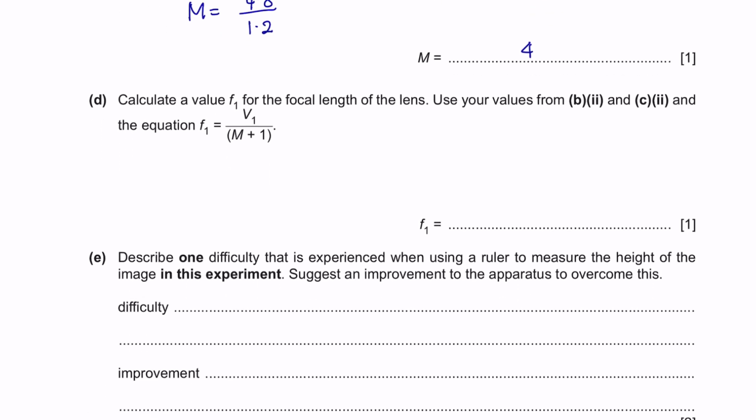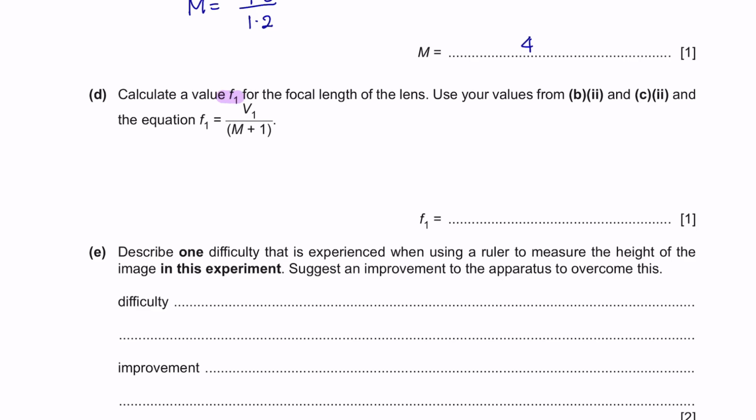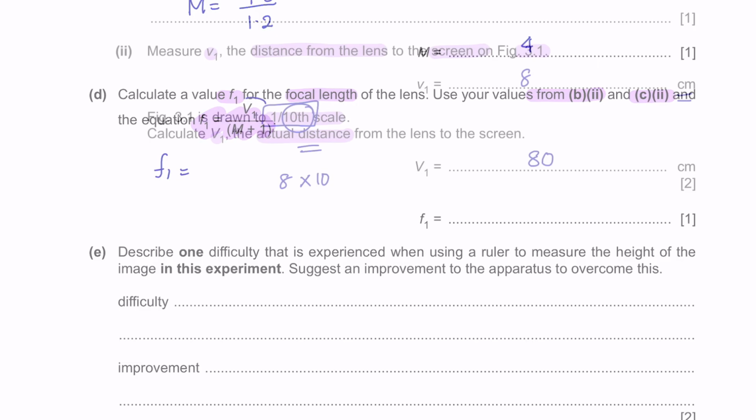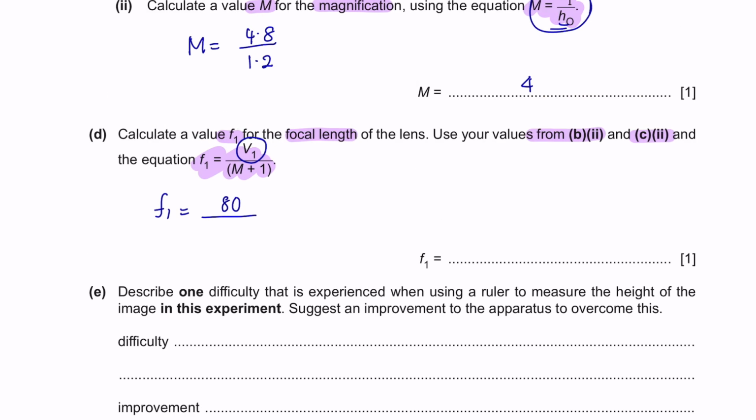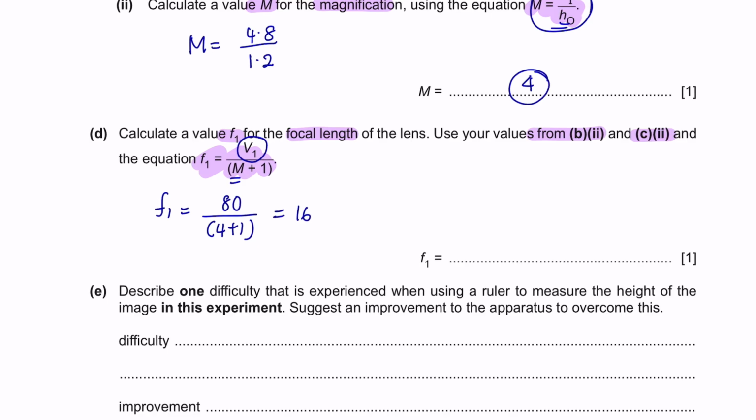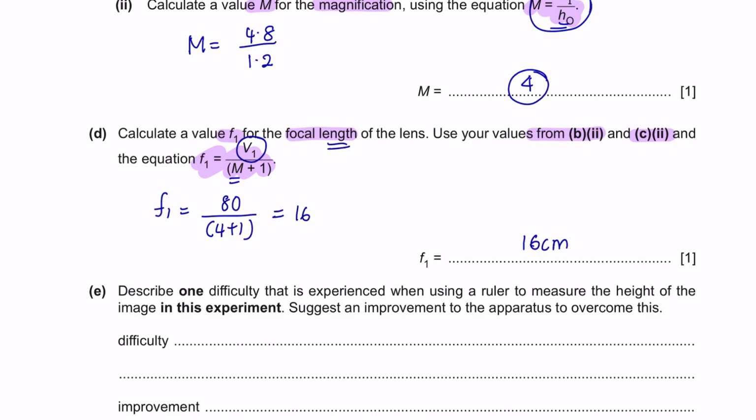Next, part D. Calculate a value f1 for the focal length of the lens. Use your values from B part 2 and C part 2 and this equation. So f1 is equal to the value of V1 obtained previously, 80 centimeters, divided by m, which was 4, plus 1. So this will give us a focal length of 16 centimeters. Since you're looking for length, the unit of measurement would be centimeters.